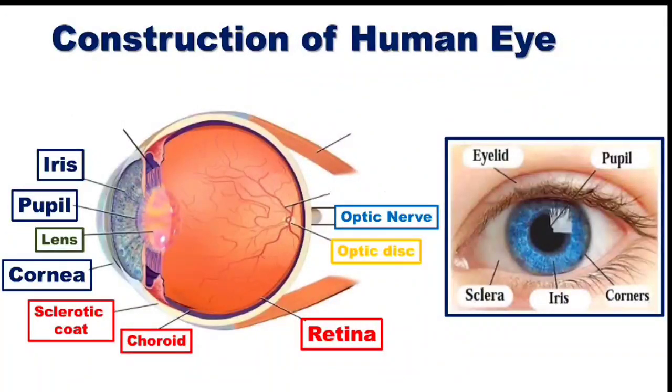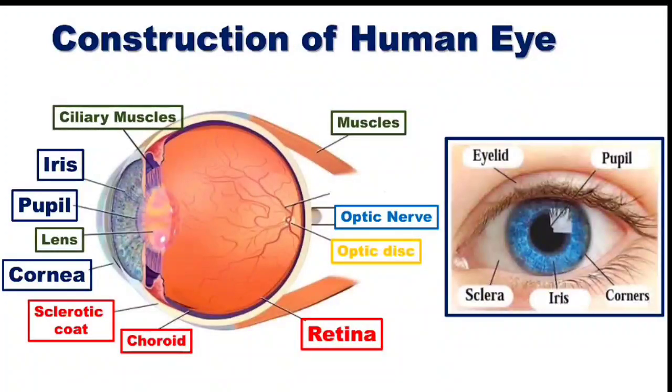Now, the optic disc is there. This is also called the blind point. Next one, muscles and ciliary muscles. The eye also consists of six muscles. It includes medial rectus, lateral rectus, superior rectus, inferior rectus, inferior oblique, and superior oblique. The six types of muscles are connected with this eye. The basic function of these muscles is to provide different tensions and torques that further control the movement of the eye.